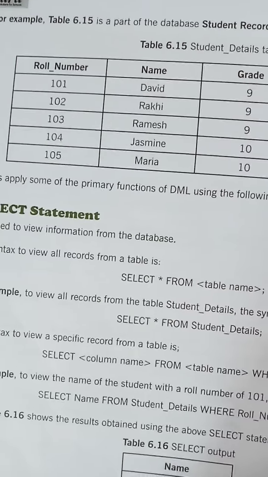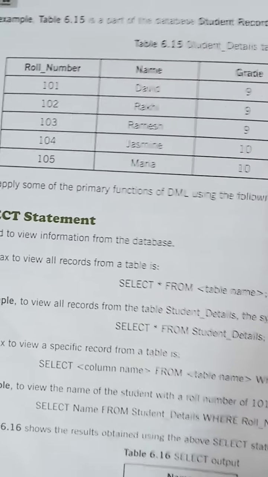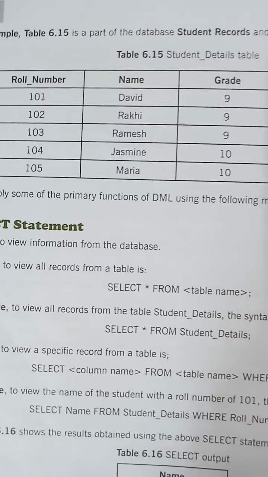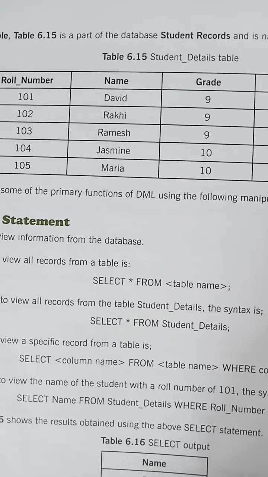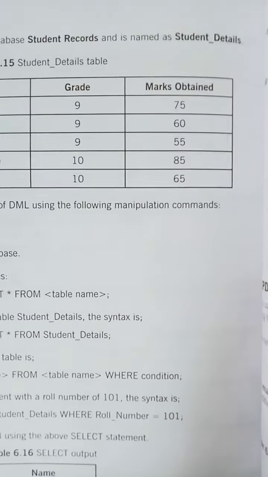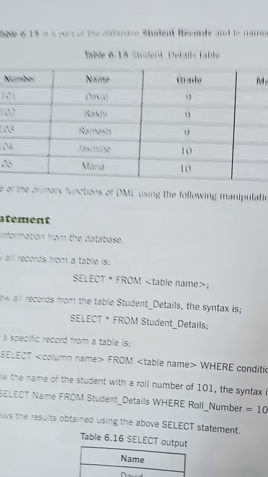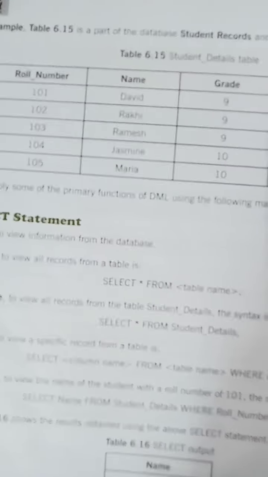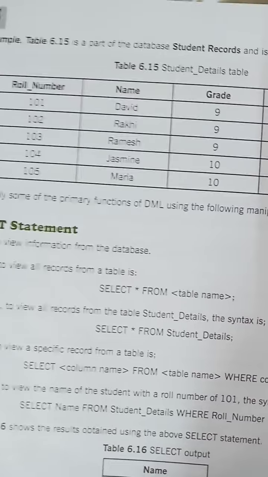Now again insert into table name, that is the student values, and then you will write 102 within inverted commas again, then comma, within inverted commas Rakhi, comma, within inverted commas 9, and then comma, within inverted commas 60. In this way you can add all this data in the table. So this is how you insert the values in the table.